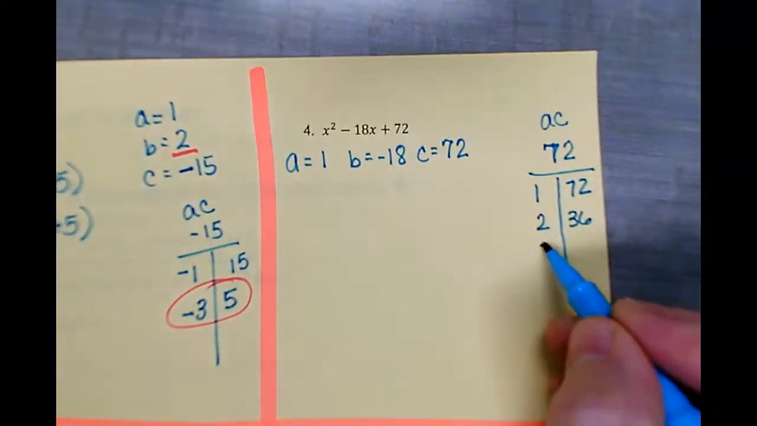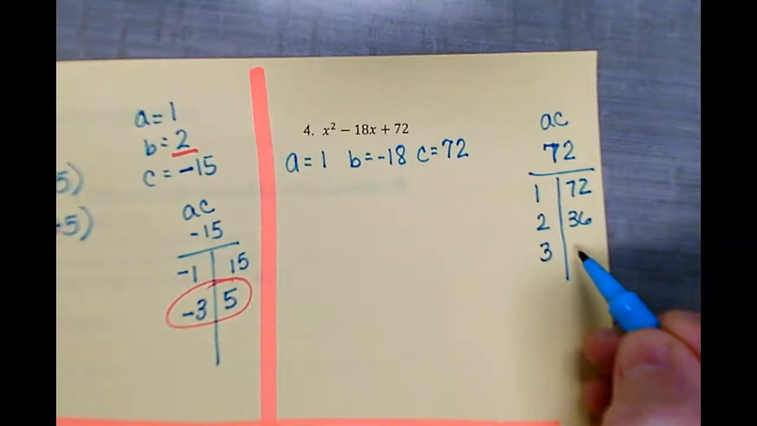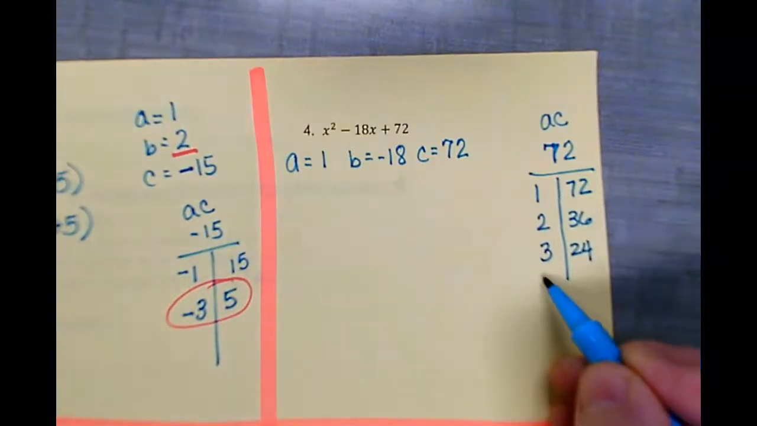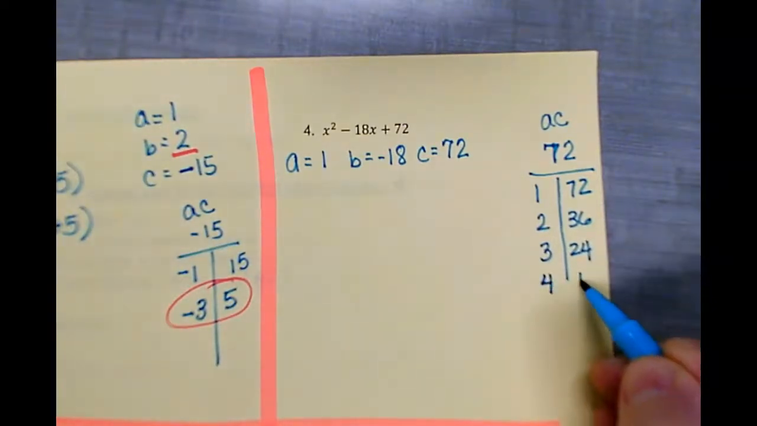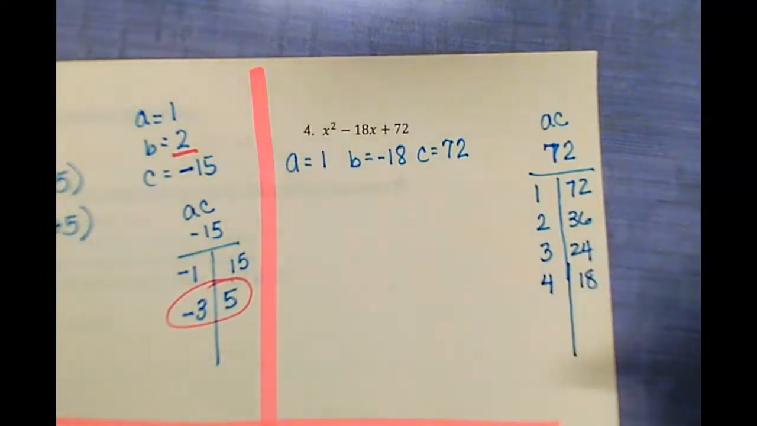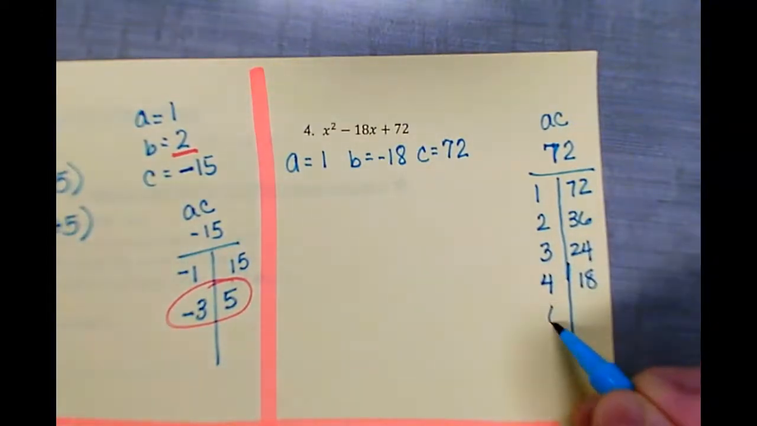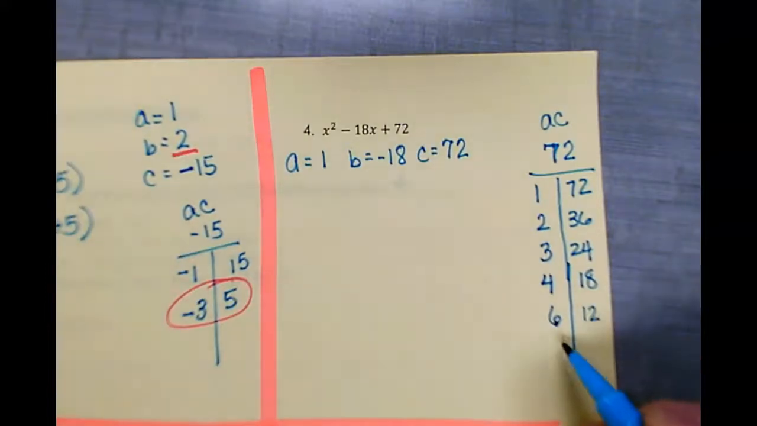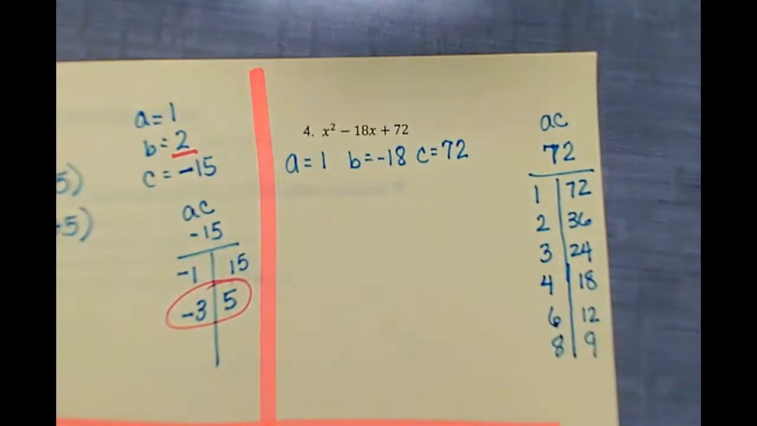3 goes into 72 24 times. 4 goes into 72 18 times. 5 doesn't go into it. 6 goes into this 12 times. And 8 times 9 is equal to 72.